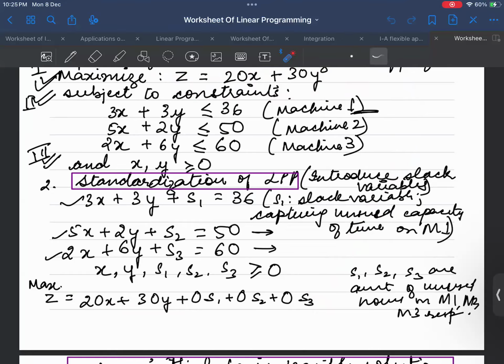The coefficients may represent the cost involved in using the time hours, and we shall presume that the unused resources have no cost. These are the unused resources or capacity. Slack variables capture unused capacity of time on machine 1, that would be S1, and similarly S2 and S3. We presume that unused resources have no cost, and as such, they do not affect the profits. Thus, the coefficients assigned to them would be zeros. We had already discussed this in detail in the previous video.